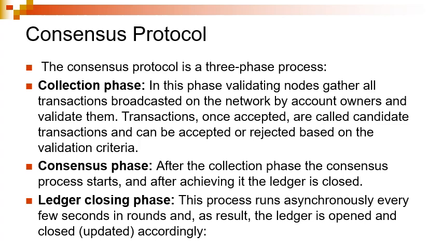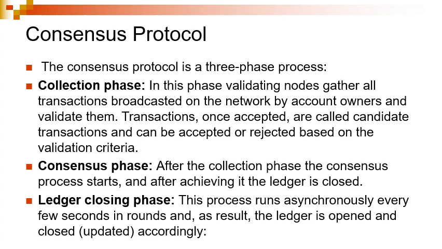First is the collection phase. In this phase, validating nodes gather all transactions broadcasted on the network by account owners and validate them. So in the first phase, the unique nodes, or validating nodes, gather all the transactions broadcasted on the network, and these nodes validate the transactions. Transactions once accepted are called candidate transactions and can be accepted or rejected based on the validation criteria.